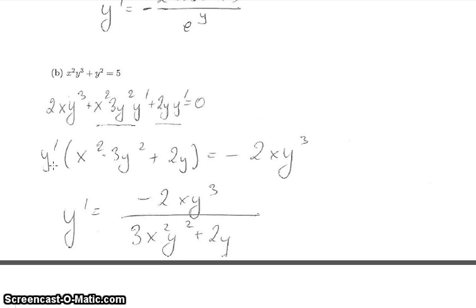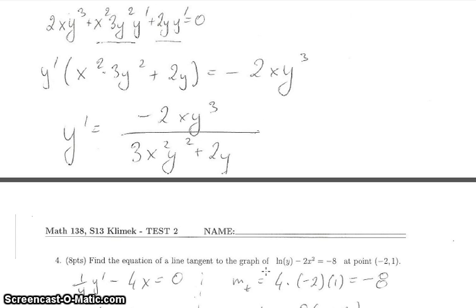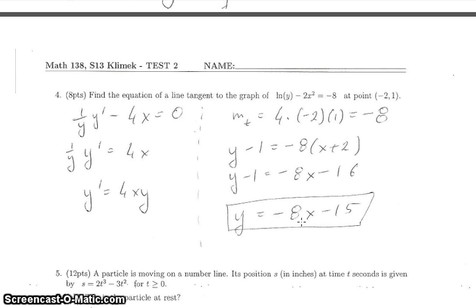And then divide both sides by this expression here that's multiplied by y prime. So y prime is equal to negative 2x y cubed divided by this whole thing, which is 3x squared y squared plus 2y. Problem 4. Find the equation of a line tangent to the graph of natural log of y minus 2x squared is equal to negative 8 at point negative 2, 1.